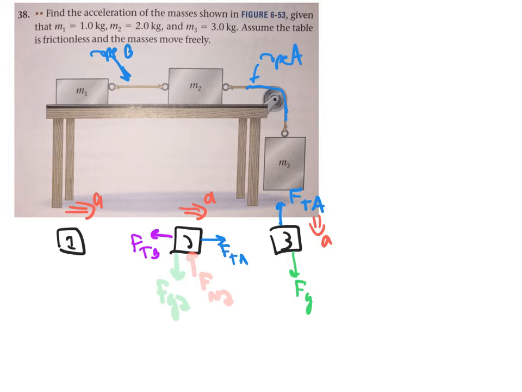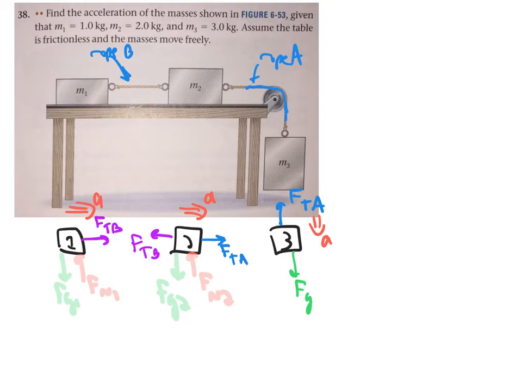Likewise, on block 1, there'll be some force G1 pulling down and some force N1 pushing up. They're not going to be that interesting, but we will get FTB pulling the other way as rope B tries to shrink and it pulls at either end. So we get something along those lines.